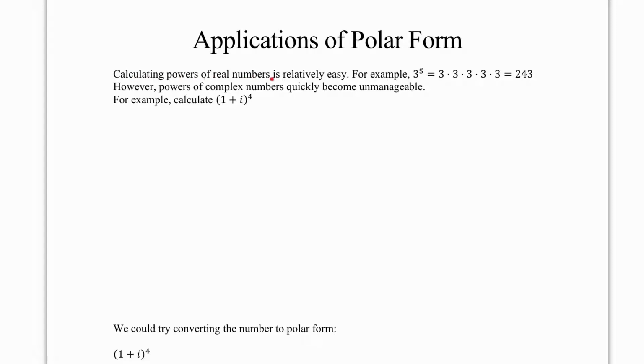Now, calculating powers for real numbers is relatively easy. If I ask you to calculate 3 to the power of 5, you do 3 times 3 times 3 times 3 times 3, which is 243. However, powers of complex numbers quickly become unmanageable.